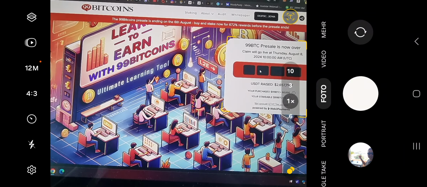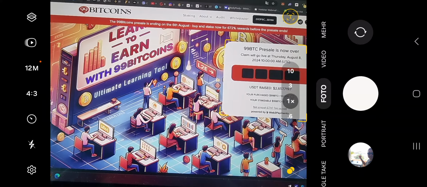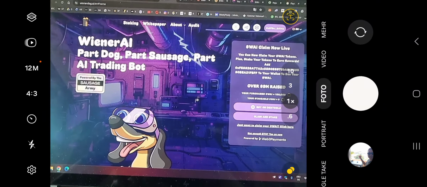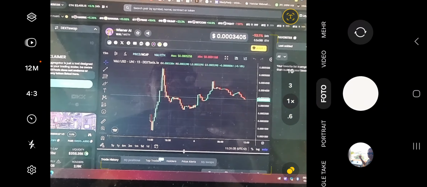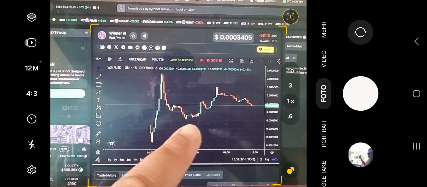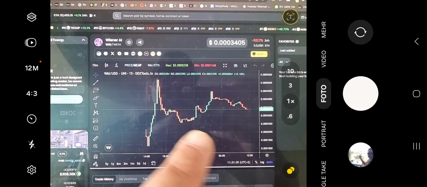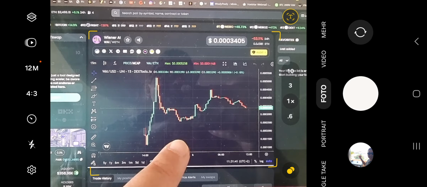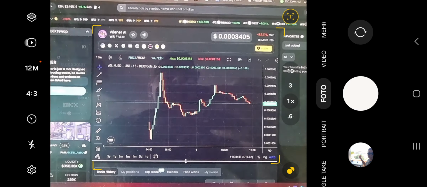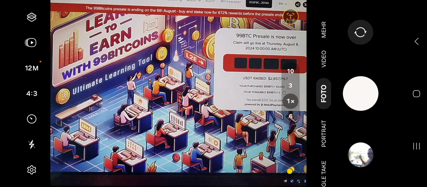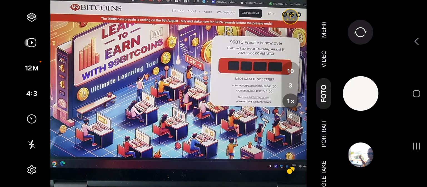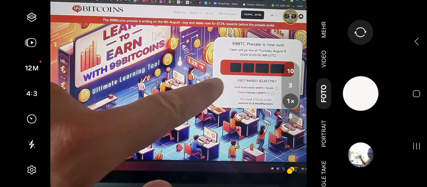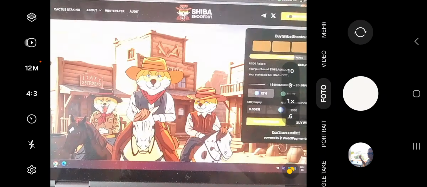That means on the 8th of August, we can claim it and then trade it, same like we did over on WienerAI. As you can see, this one pumped like crazy at the beginning. And even now we are in this consolidation phase. And if the crypto market recovers or if the crypto market continues to pump, then also WienerAI most likely will continue to pump as well. And I'm hoping that with 99 Bitcoins, we're going to have the same thing on the 8th of August. I will update you guys, so be subscribed here.